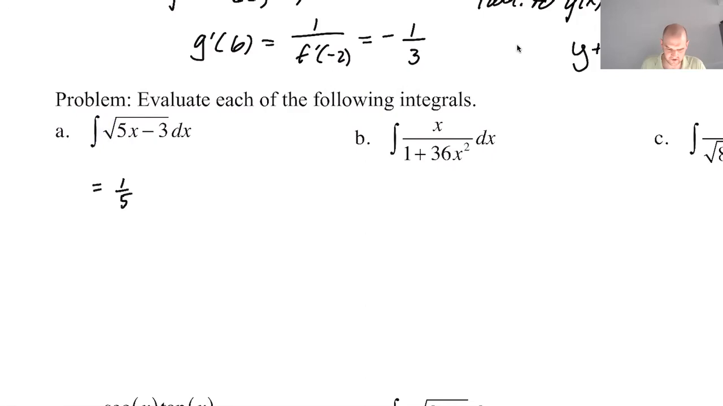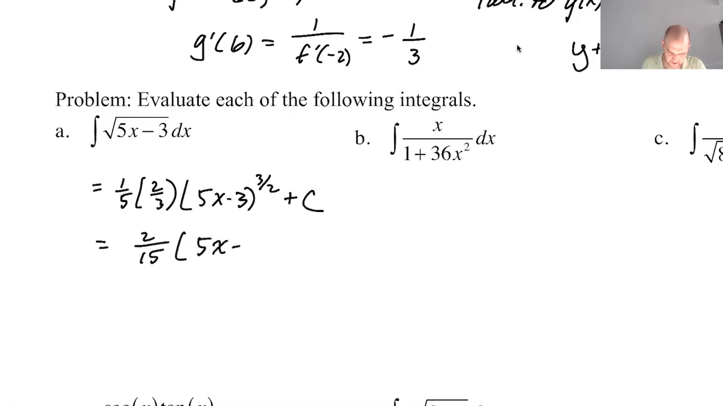And then this is to the 1/2. So add 1, that's 3/2, and the reciprocal is 2/3. And then (5x minus 3) to the 3/2 plus c. So let's simplify that. 2/15, (5x minus 3) to the 3/2 plus c.